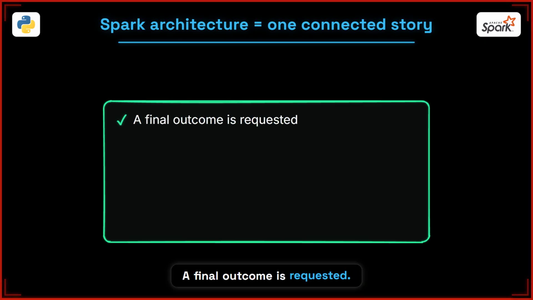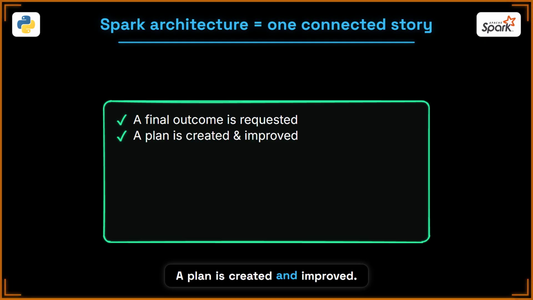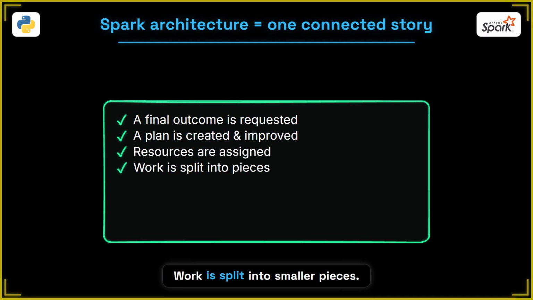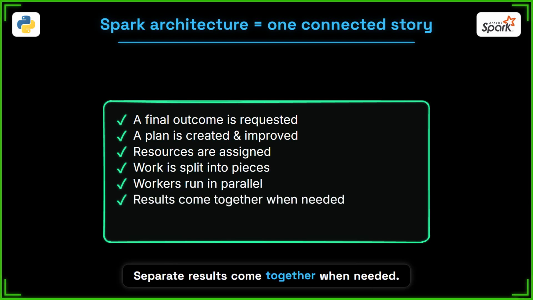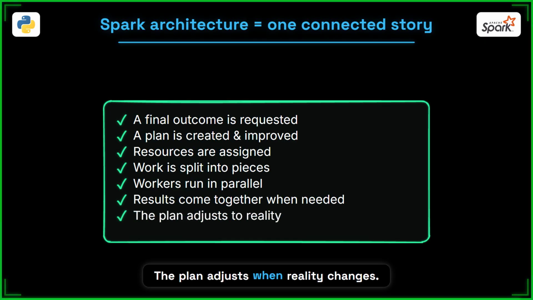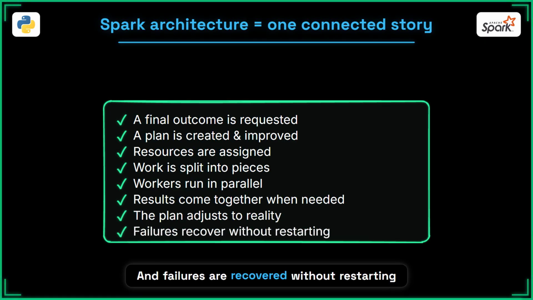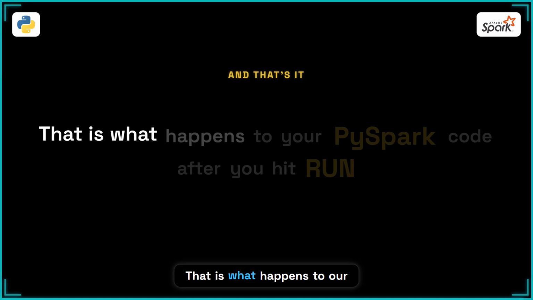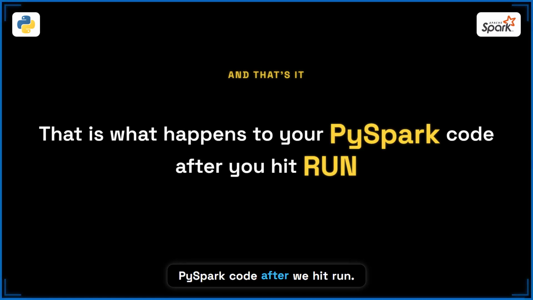So Spark architecture is one connected story. A final outcome is requested by action. A plan is created and improved. Resources are assigned. Work is split into smaller pieces. Multiple workers run in parallel. Separate results come together when needed. The plan adjusts when reality changes. And failures are recovered without restarting everything. And this is exactly what happens to our PySpark code after we hit run.